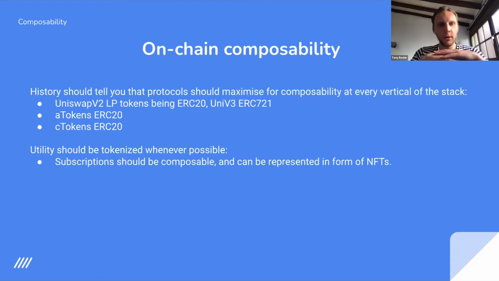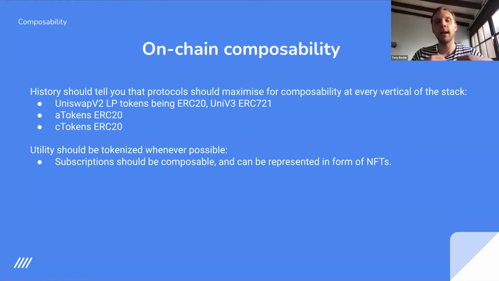If we look at the history of crypto and DeFi, one thing you should always keep in mind is that you should maximize for composability at every vertical of the stack. There's a reason Uniswap V2 tokens are ERC20, and V3 tokens are ERC721. Similarly with Aave tokens, the aTokens are all ERC20. So by moving state into a tokenized state, you become composable. And in the context of subscriptions, that can mean quite a lot, but we will discuss two things.